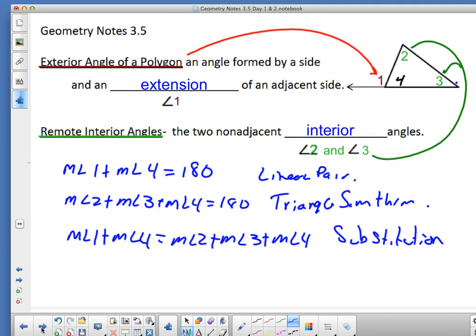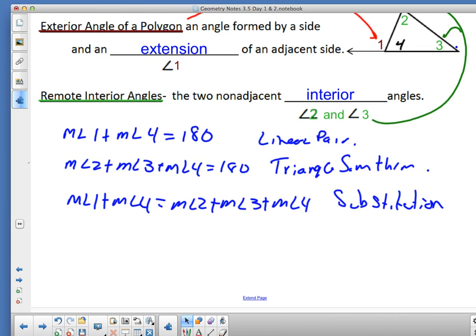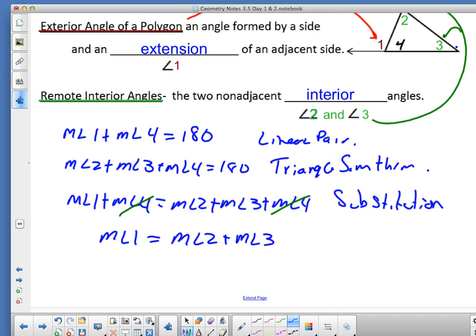I know you guys don't have room for this. I just want you to see what I'm doing on this. But are the steps that I've done thus far, do they make sense? Now, do you see the measure of angle 4 is on both sides? Let's subtract it. By the subtraction property, I know the measure of angle 1 is equal to the measure of angle 2 plus the measure of angle 3. Well, that means the exterior angle is equal to the two remote interior angles.